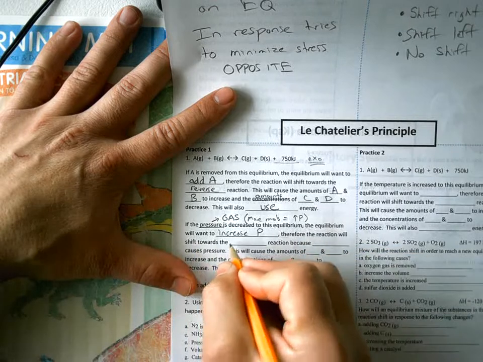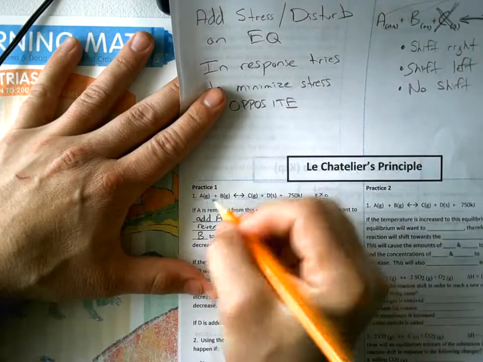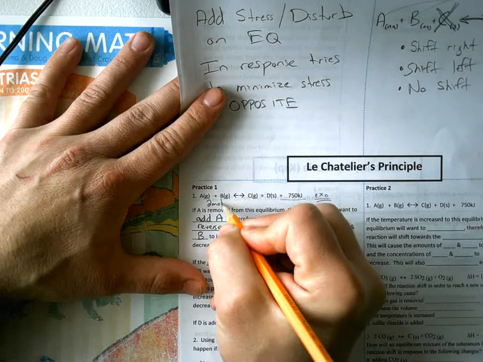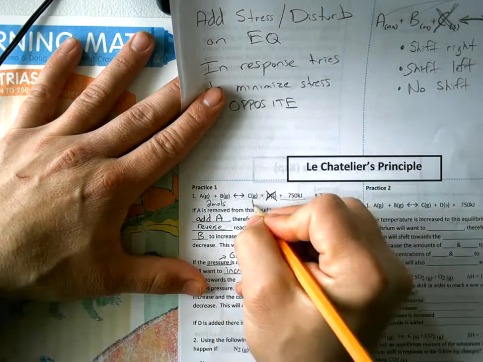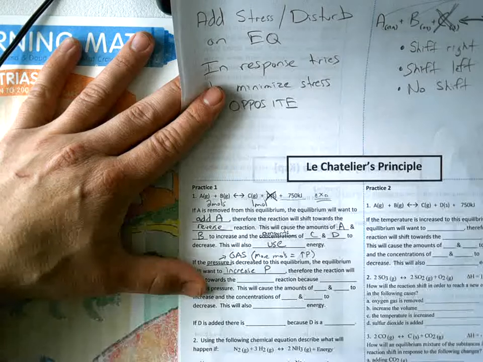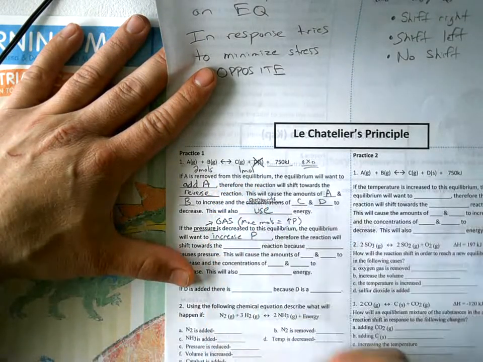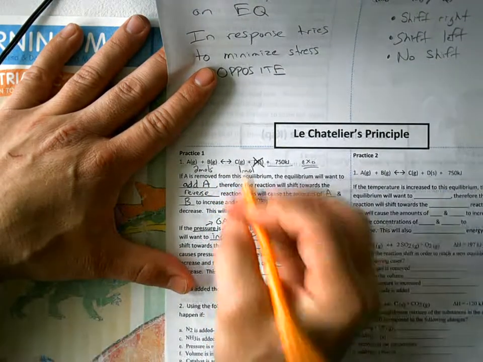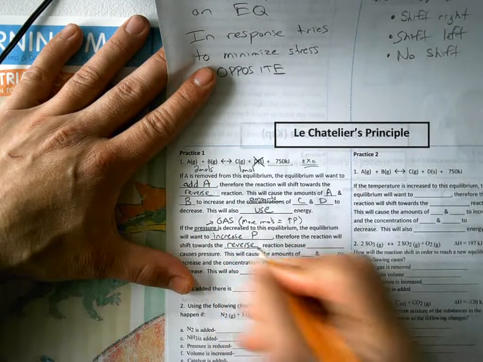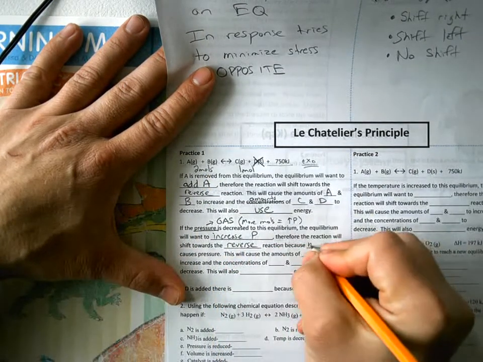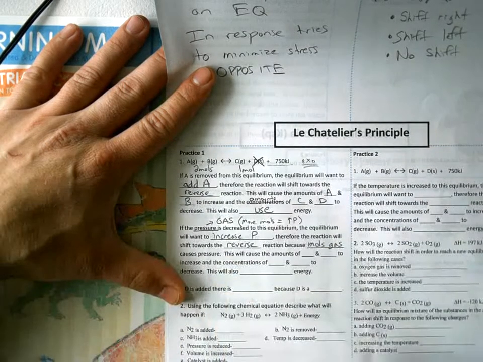Therefore, the reaction will shift towards the, now let's look at this reaction here. How many moles of gas on the left? 2 moles of gas on the left. And now this is a solid. We got rid of that. We have 1 mole of gas on the right. So if you want to increase pressure, would you go towards fewer moles or more moles? Well, you'd go to more moles. So it's going to shift towards the reverse reaction, because moles of gas causes pressure.